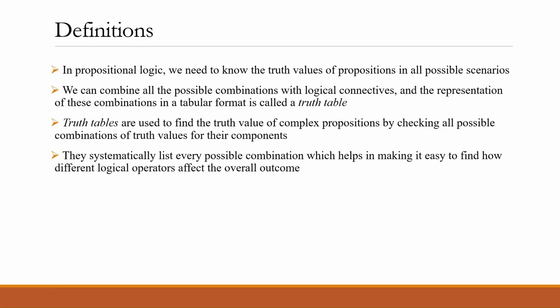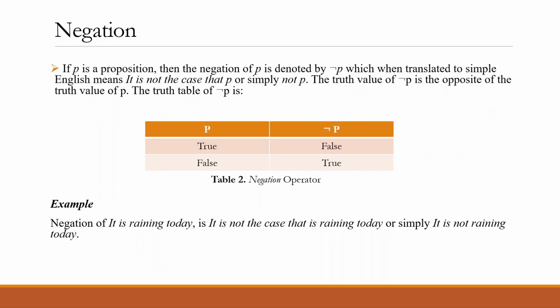Now let's discuss truth tables. In propositional logic, we need to know the truth values of propositions in all possible scenarios. We can combine all the possible combinations with logical connectives and the representation of these combinations in a tabular format is called a truth table. Truth tables are used to find the truth value of complex propositions by checking all possible combinations of truth values for their components. They systematically list every possible combination, which makes it easy to find how different logical operators affect the overall outcome.